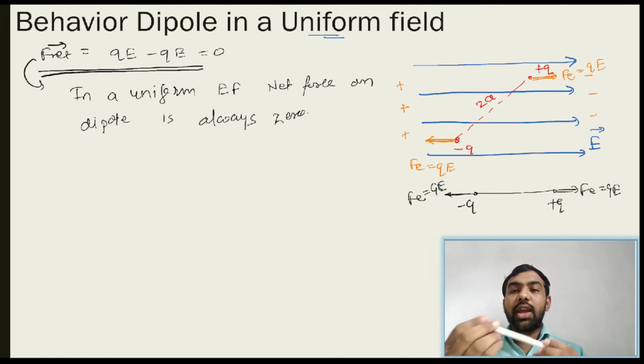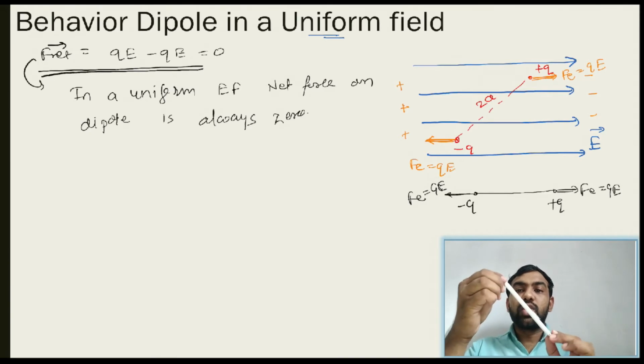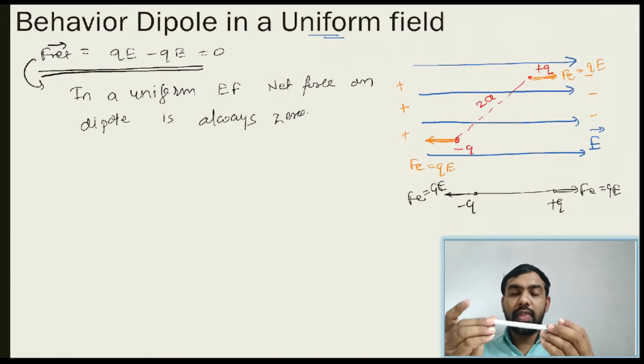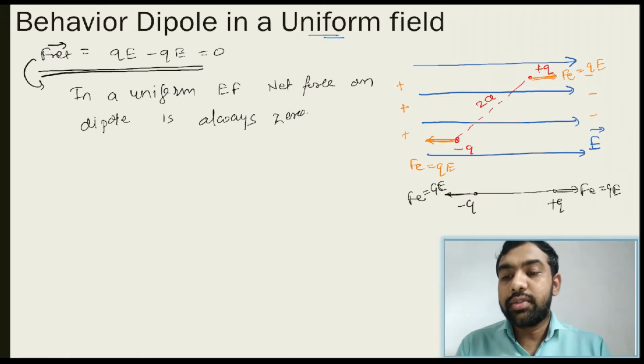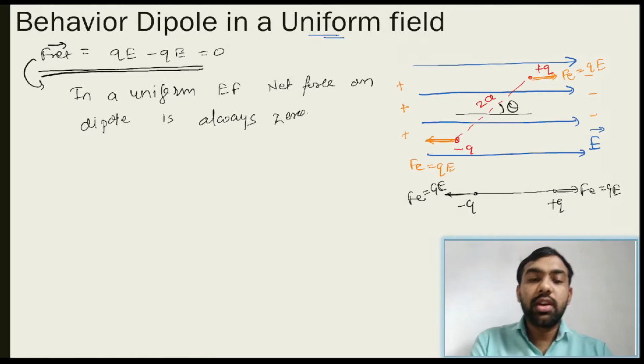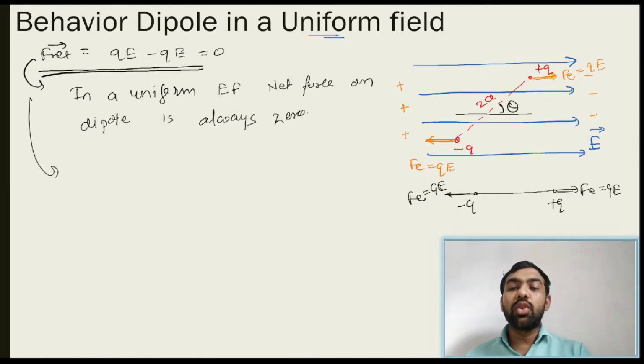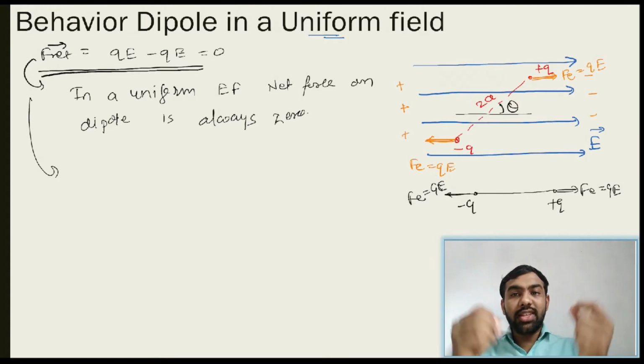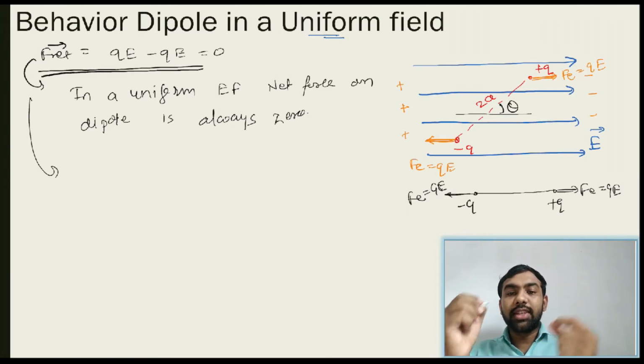So what happens? Right now the dipole is like this. One force is on the right-hand side, one on the left-hand side, so it rotates. If it is placed parallel to the electric field, it comes to rest. When the dipole is at some angle theta, it rotates. Both forces may or may not be collinear. If the dipole rotates, it means a torque is applied.